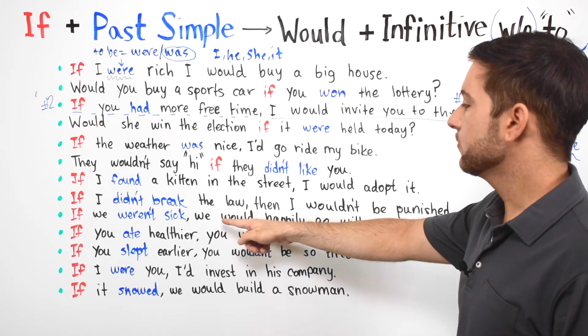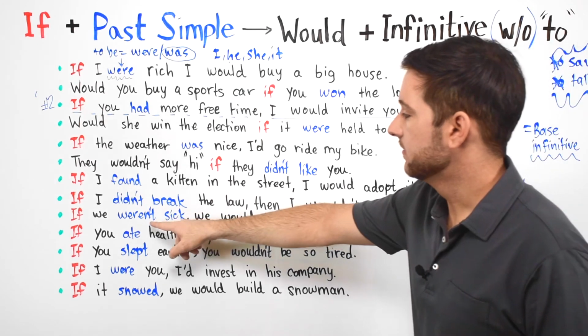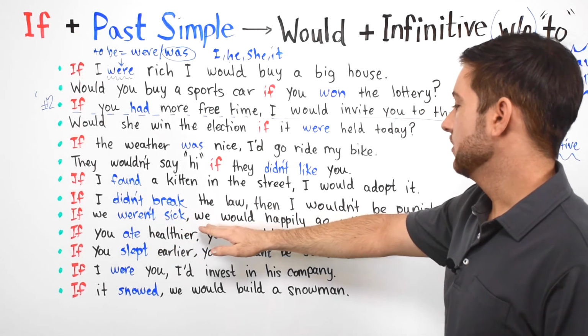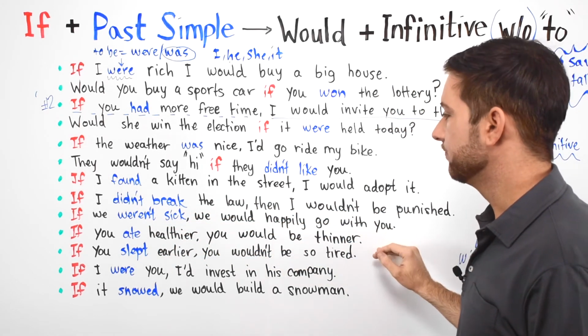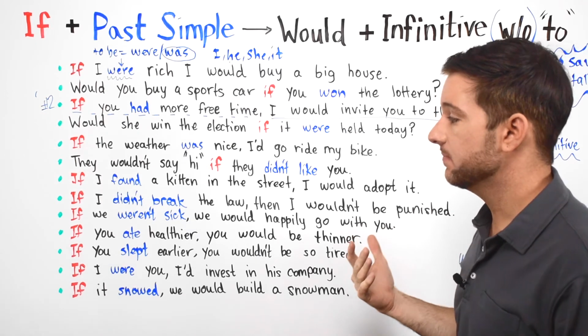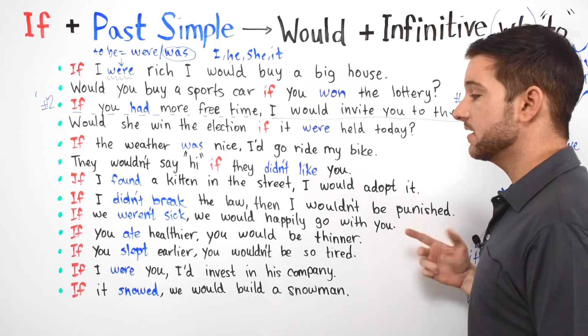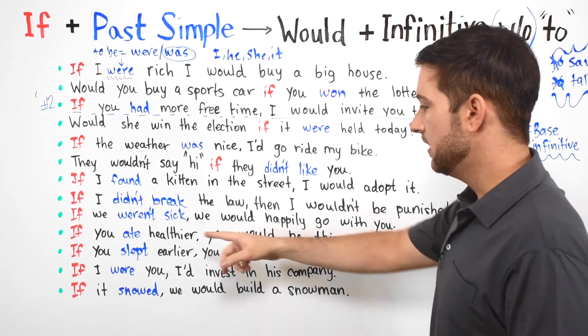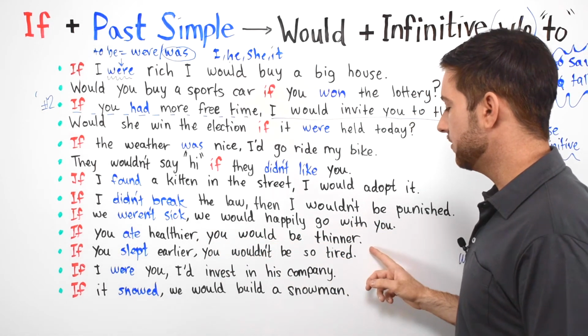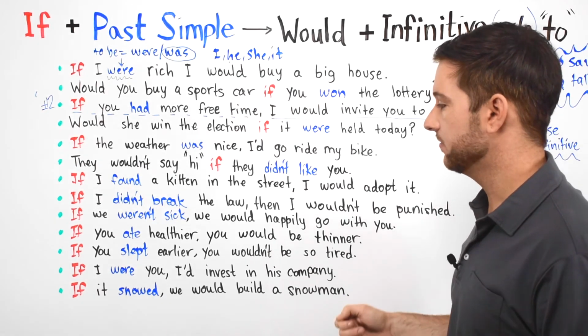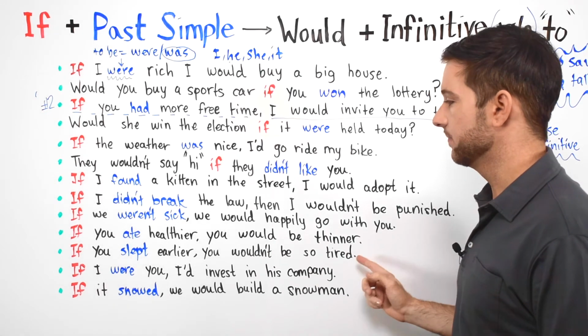Next, if we weren't sick, same thing. Notice, weren't, negative. We would happily go with you if we weren't sick, hypothetically, but are we sick? Yeah. In this case, we're sick. If we weren't sick though, we would happily go with you. If you ate healthier, you would be thinner. Okay, if you ate healthier, you would be thinner.